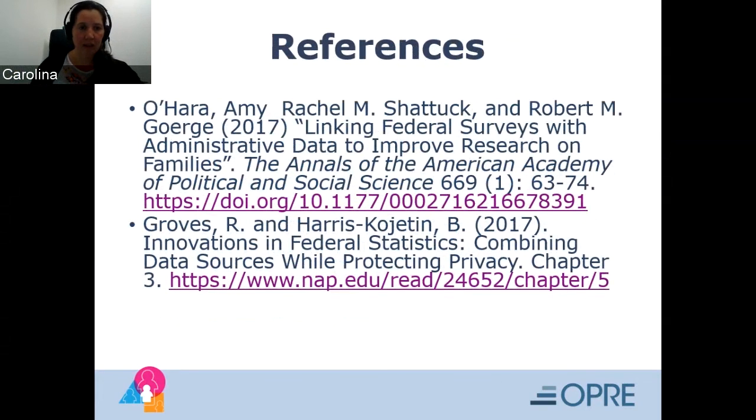And here in the slides, I added two references that have a very good discussion of the different purposes of linkage. Both are available in PDF online. The first one specifically focuses on linkage to improve research on families and has some very interesting suggestions about how administrative data can help to identify various forms of families currently happening. And then the growth chapter is part of a book from the National Academy of Sciences that is also very good, and it describes different purposes of linkage and various limitations.